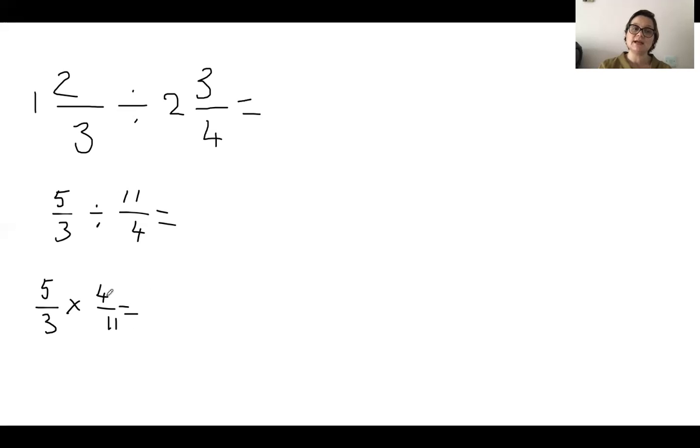So 5 times 4 is 20, times 11 is 33. So 20 over 33. Any common factors? No. So we leave this fraction exactly as it is.